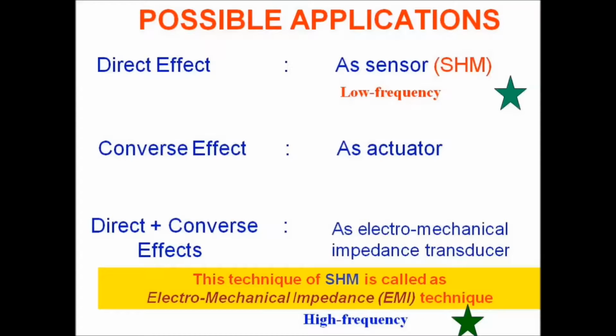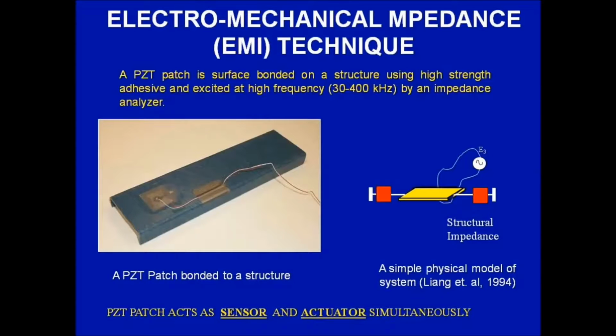Now there are possible applications of piezo materials. They can be used as sensors, as I have just shown. They can be used as actuators, and they can also be used as both sensors and actuators together. Now this technique is called the electromechanical impedance technique, and it operates at high frequency, typically several hundreds of kilohertz. So in this technique, we bond a piezo material on the structure. Now when we have bonded the piezo material, the structure also becomes smart. We'll see the formal definition of smart structures later.